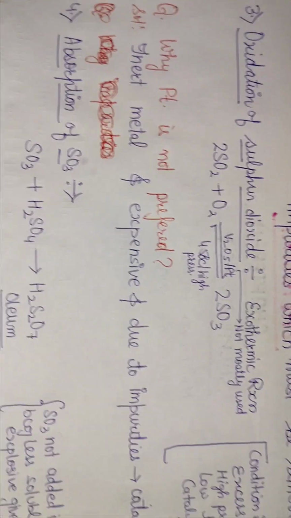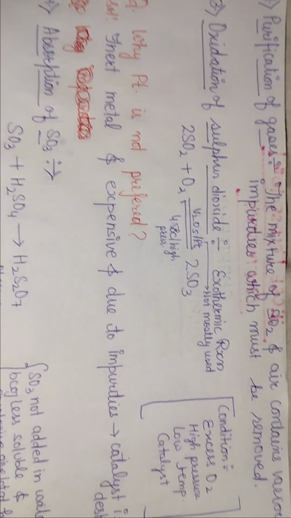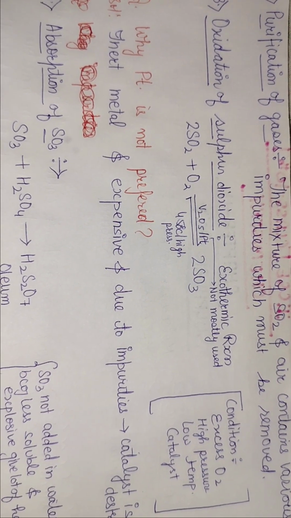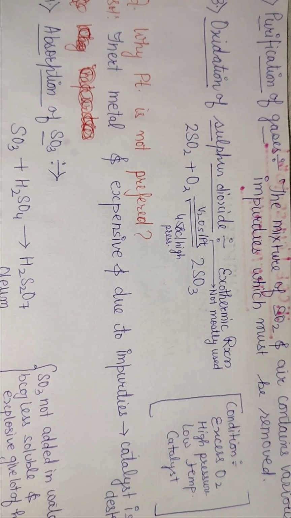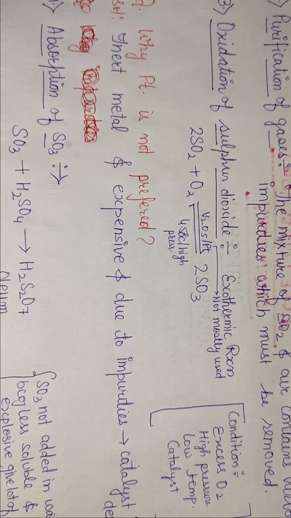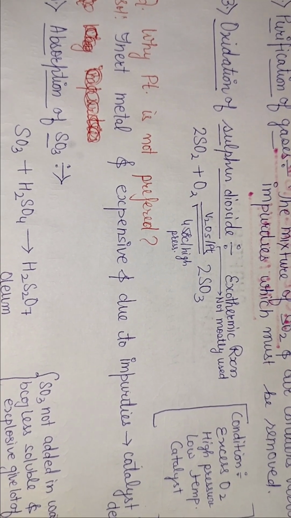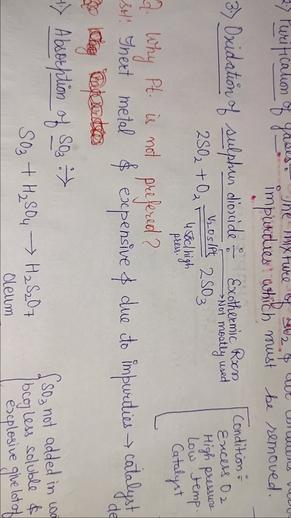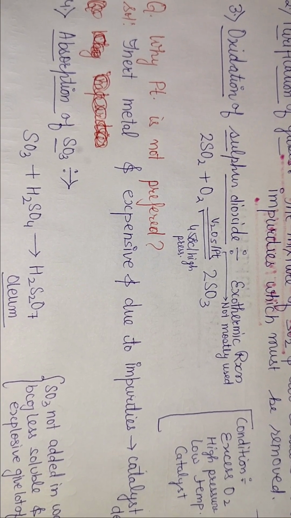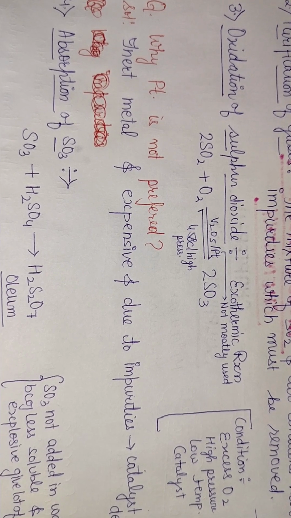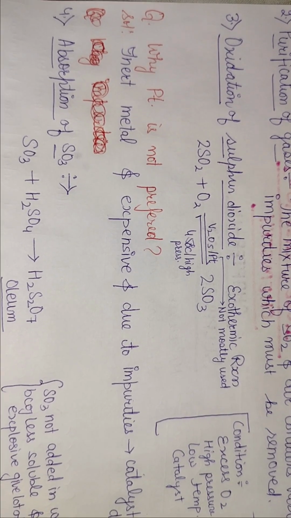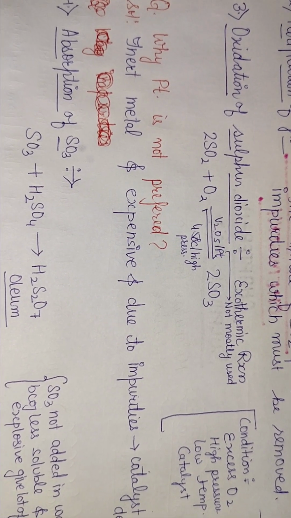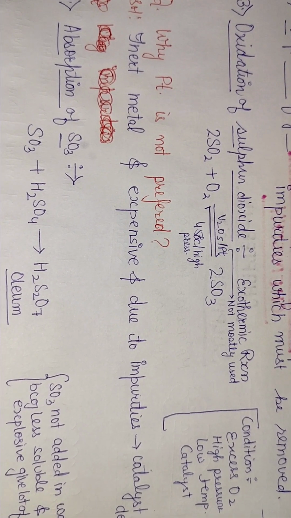Then come to the second step, that is purification of gases. This mixture of sulfur dioxide contains a large number of impurities and it is very important to remove all these impurities. But the third step is the most important step in this contact process, which plays a very important role, and if you get MCQs in the exam, you will definitely get those MCQs from this step. Alright, oxidation of sulfur dioxide.